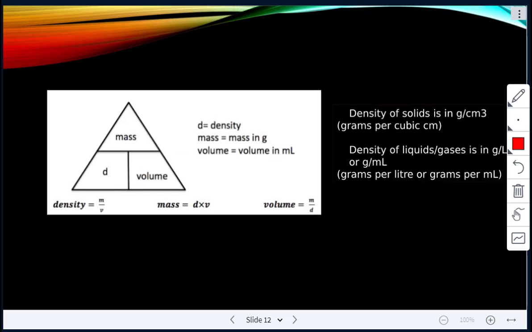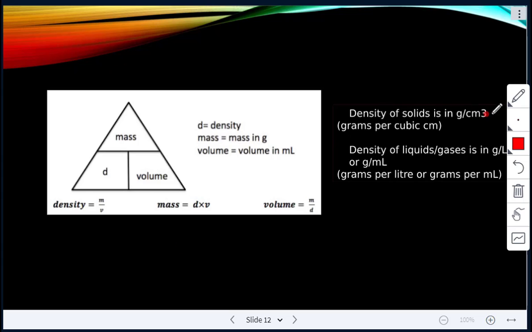Okay, so here is a method to remember the formula, because you will be given questions where you're trying to calculate density, and density is mass divided by volume. But let's say you had to calculate mass. All you're going to do is cover up mass with your finger, and now you can see that mass is equal to density times volume. They're together, so that's multiplication. Let's say you have to calculate volume. Cover up volume, and now you can see that volume is mass divided by density. Those are the three formulas that we need to know for density calculations.